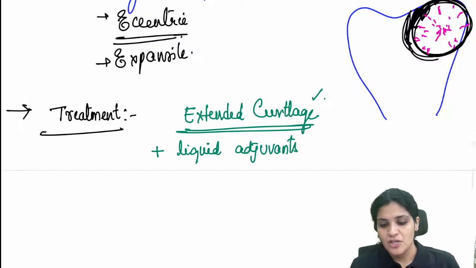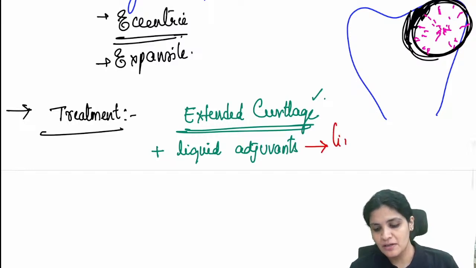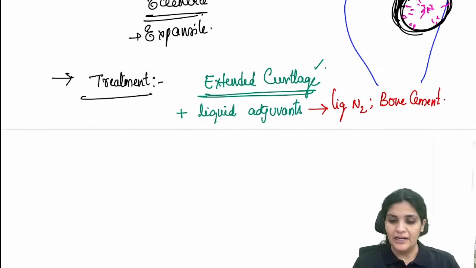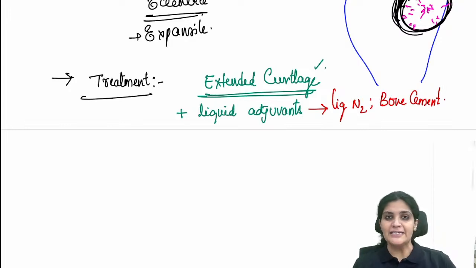So what are these liquid adjuvants? We can use liquid nitrogen, or we can use other agents, so these are the liquid things which we put. So curettage, and then we do excision. So the treatment of the giant cell tumor is extended curettage. This you have to remember.